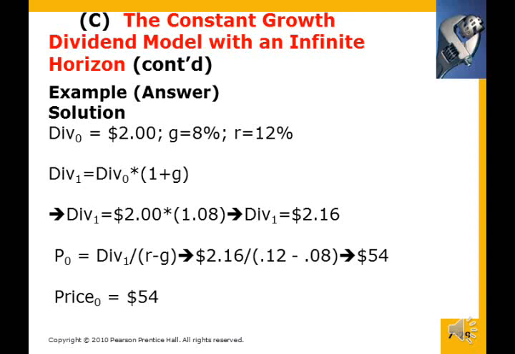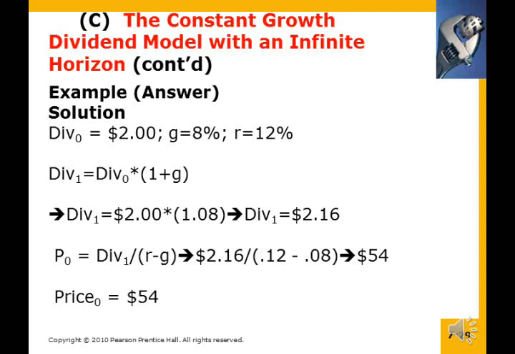So I can extract my data here. Dividend note equal to $2, growth rate equal 8%, required rate of return equals 12%. Okay. From dividend note, I can find dividend 1. Dividend 1 equal dividend note times 1 plus G.